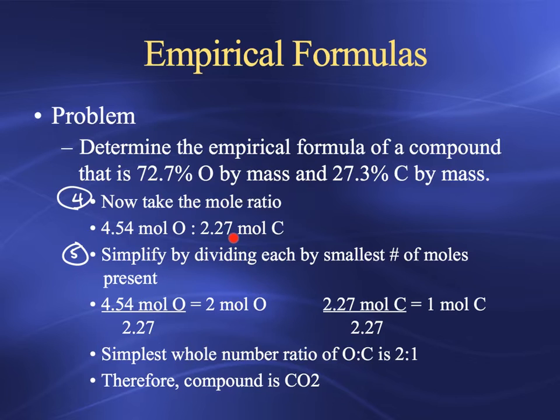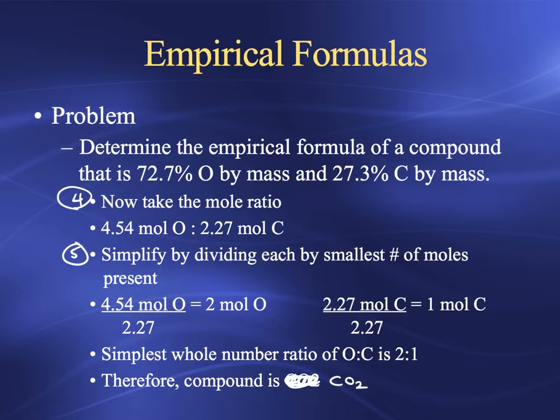Well, the smallest number of moles present in this is 2.27. If I divide them both by 2.27, very conveniently, 4.54 moles of oxygen divided by 2.27 gives you 2 moles of oxygen, and this is going to obviously give you 1. Okay, so you have 2 moles of oxygen for every 1 mole of carbon. My ratio of oxygen to carbon is 2 to 1. Therefore, the compound here is, well, we're going to rewrite it with carbon first, CO2, carbon dioxide.